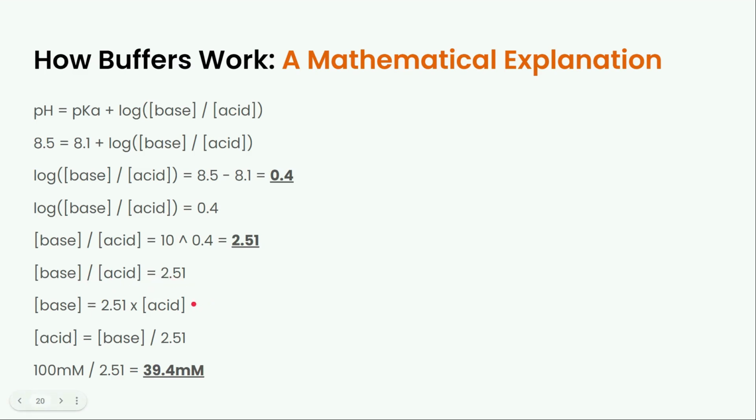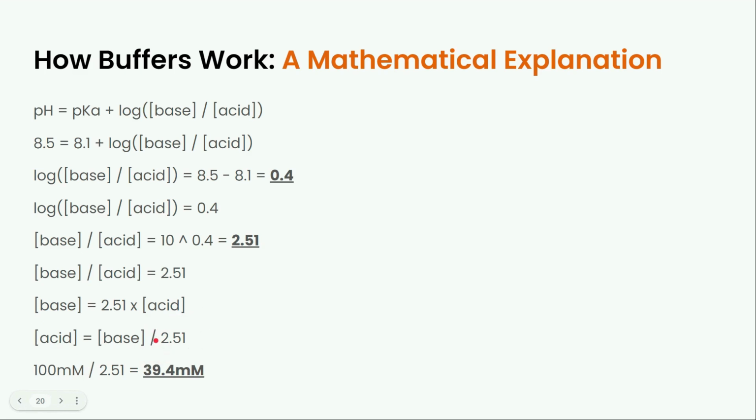So on this row here, I've simply multiplied both sides by the concentration of acid term. And then on this final row here, what have I done? I've divided both sides by the base concentration. So anyway, our final acid concentration comes out as the concentration of base divided by 2.51. And if you follow that through, then you get 100 millimolar divided by 2.51 equals 39.4 millimoles.